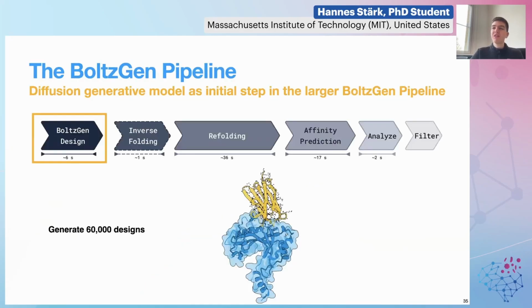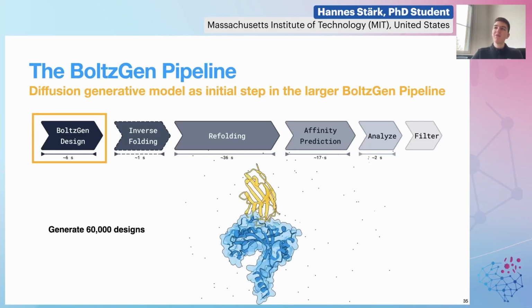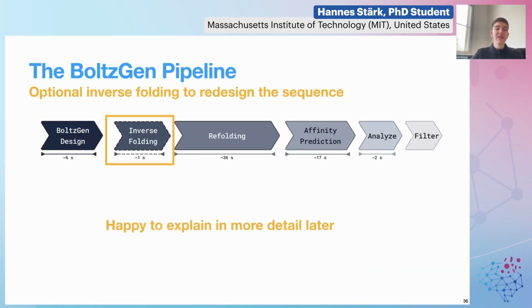But now I mentioned that this is only the first part of the pipeline, right? So what we do in practice is, with this diffusion model, we generate 60,000 designs. Then we run an inverse folding model on top of it. And happy to discuss that in detail if you want to hear more about that.